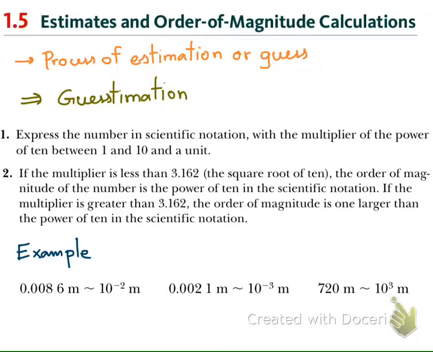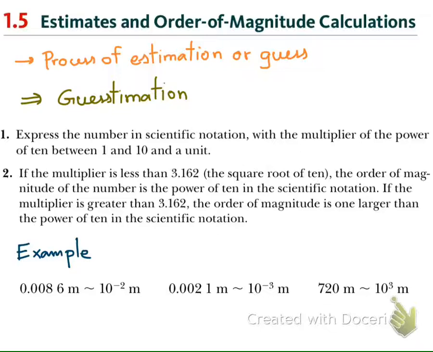Next, as mentioned before, sometimes we just want to know the rough idea of the size of the quantity that we are interested in. So the process of estimation or guess is useful. Sometimes we call it a guesstimation. It means that we guess or estimate.